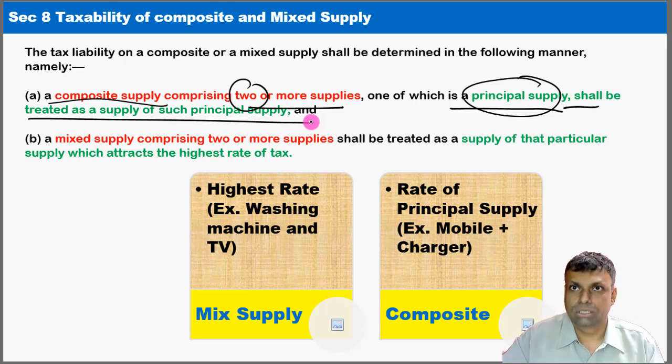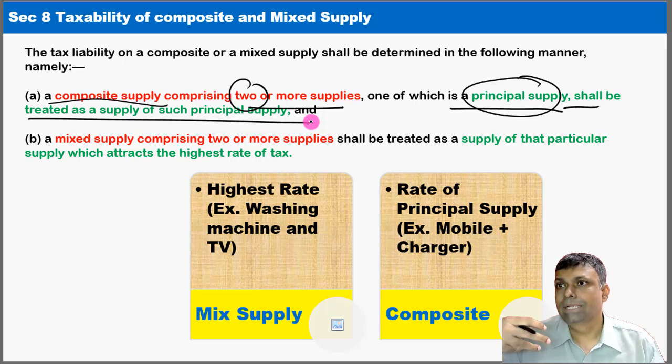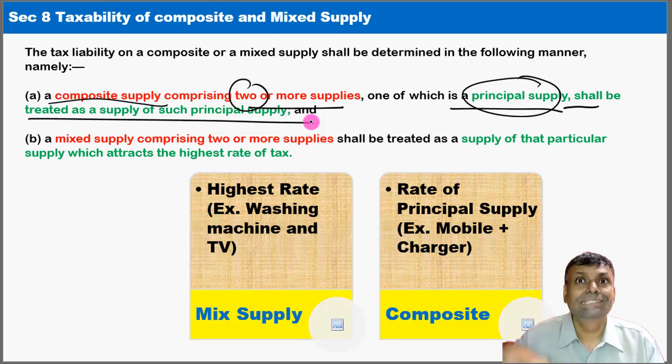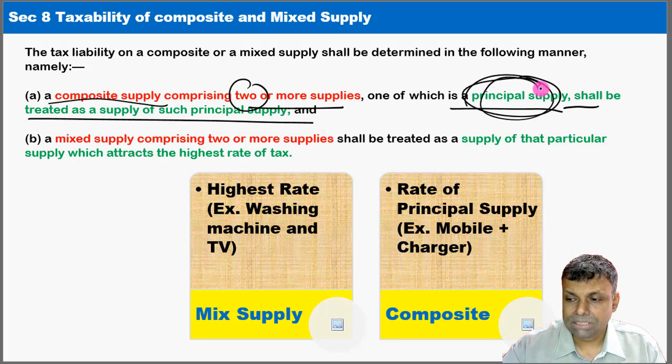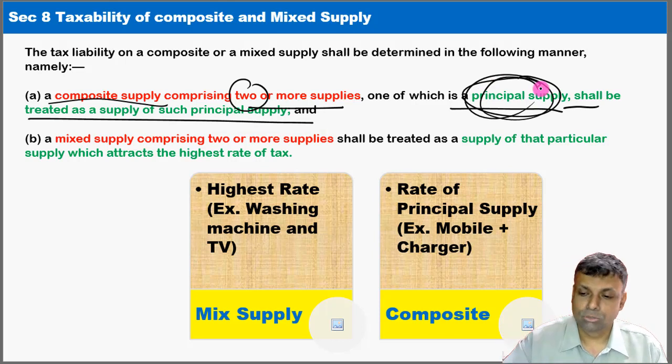For example, mobile and charger. The mobile and charger come together. For example, if you are buying digital gadgets, those gadgets always come together with the cables and the charger. Similarly, if you are buying a refrigerator, the plastic trays inside, and sometimes some bottles also, come together by default. So a composite supply will be regarded as one supply, and of course, whatever is the principal supply, that is how the classification has to be carried out.